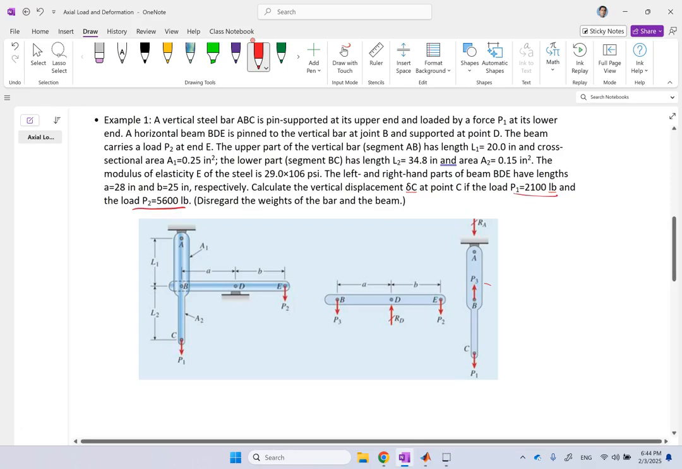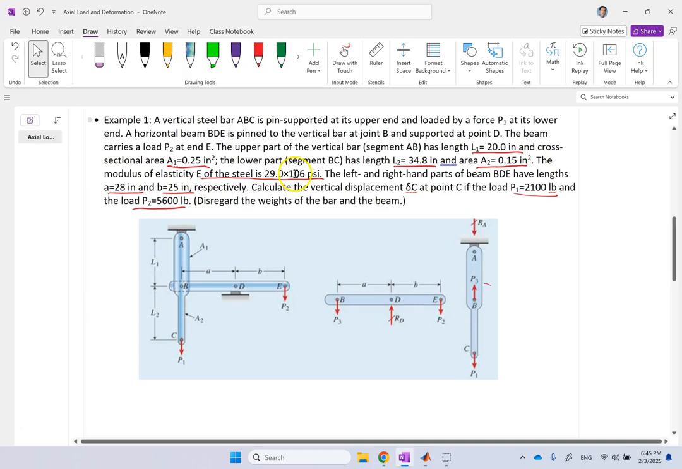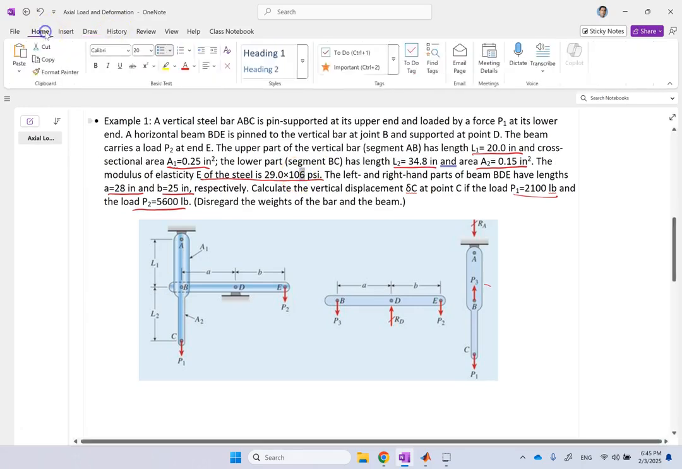And along ABC, as I said, the cross section goes from A1 to A2, where A1 and A2 are also given to us. This is A2 and this is A1 in terms of inches squared. Also, lengths L1 and L2 are given. This is L2, this is L1. And A and B are also given in terms of inches. Now, the other thing is the material here. So they are made of steel, and the E of steel is 29 times 10 to the 6. This is not 10^6, this is 10 to the 6 psi, or mega psi.